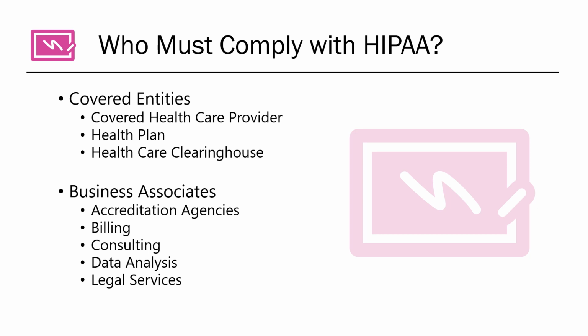A health plan is any individual or group plan that provides or pays the cost of health care, such as company health plans, government programs like Medicare, Medicaid, health insurance companies, and even HMOs. Now, healthcare clearinghouses are public or private entities that process another entity's healthcare transactions, such as billing services, community health management information systems, or repricing companies.